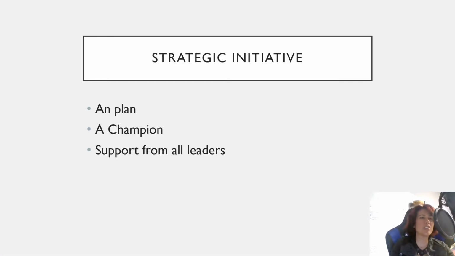So let's first start talking about a strategic initiative. Whenever we call something a strategic initiative, that means that we're going to have a plan that has resources and a champion and support of all the leaders in the organization. Without that emphasis on your leadership development, then nobody's really in charge of it, nobody really manages it or pays attention to it. So the chances of that becoming a part of your business culture and things that are important to you really go down if you don't make it a strategic initiative.